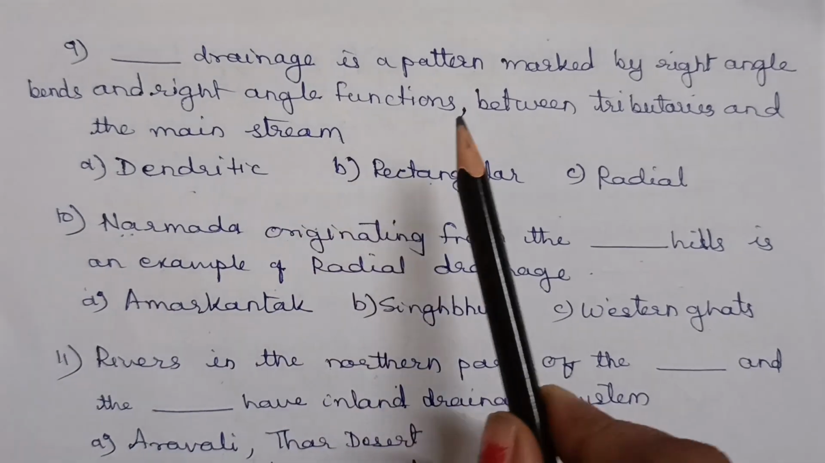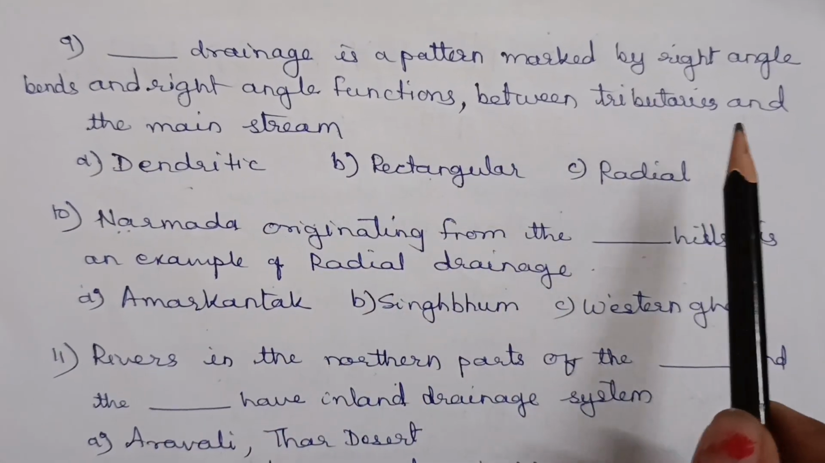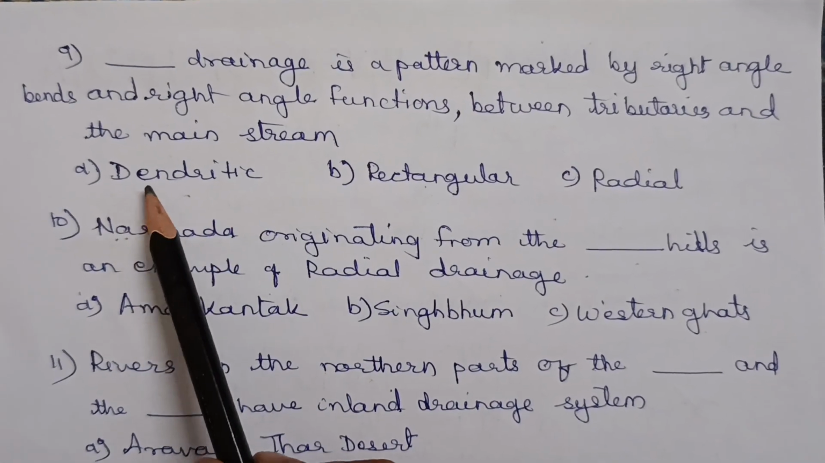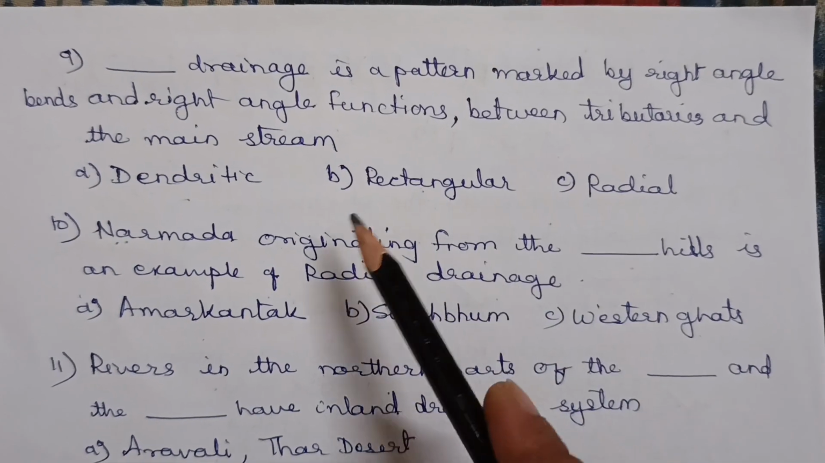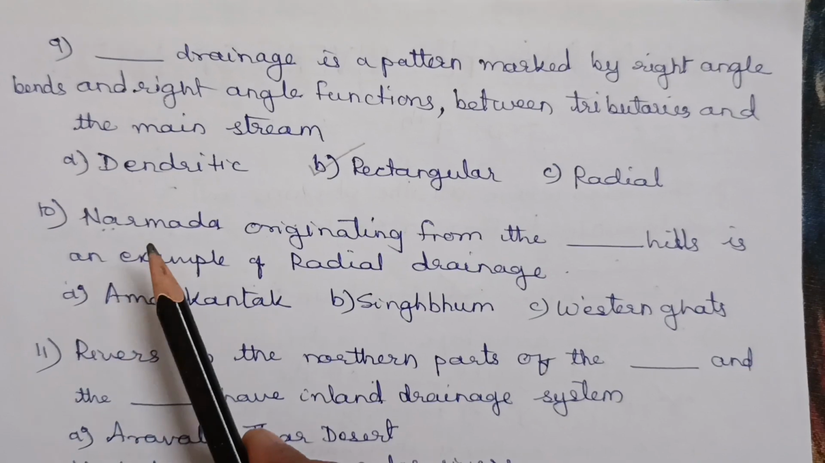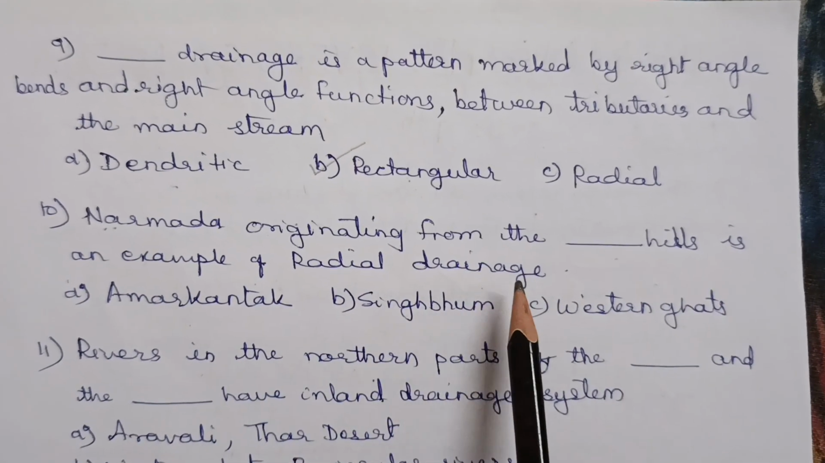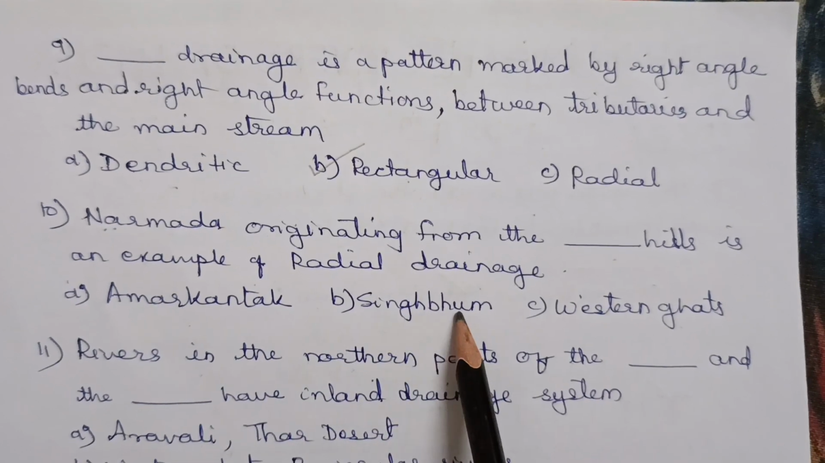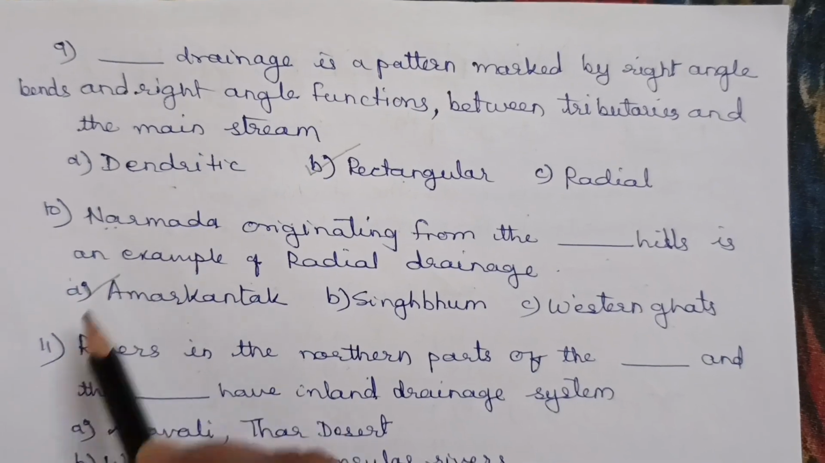Ninth, dash drainage is a pattern marked by right angle bends and right angle junctions between tributaries and a main stream. Options are A. Dendritic, B. Rectangular, C. Radial, and the correct option is rectangular drainage. Tenth, Narmada originating from the dash hills is an example of radial drainage. Options are A. Amarkantak, B. Singhbhum, C. Western Ghats, and the correct option is Amarkantak.